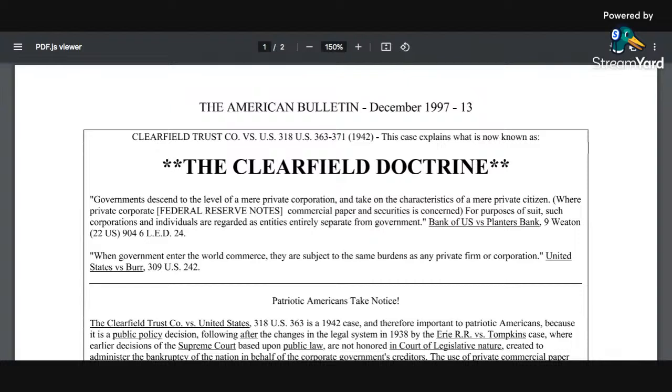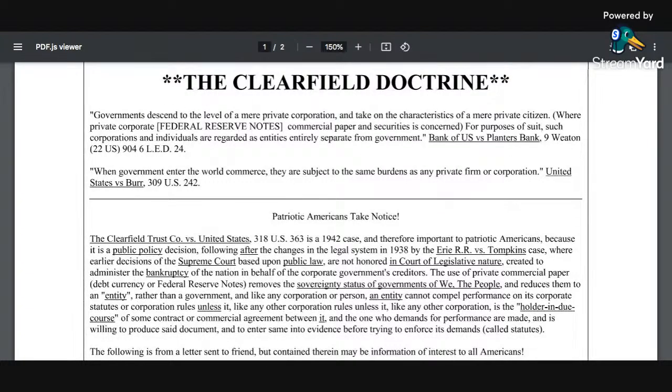So all of this ties in with the changes we see. We go on to say government descended to the level of a mere private corporation and takes on the characteristics of a mere private citizen. Private citizens, where private corporate Federal Reserve notes, means Federal Reserve bank notes, commercial paper and securities.